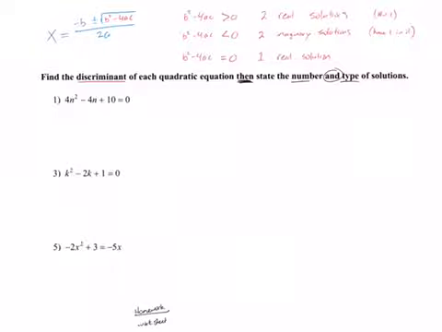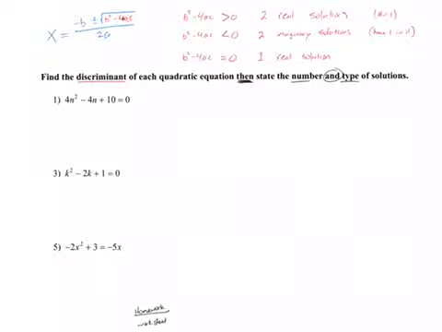All right. Now, wouldn't it be nice if we could get an idea of how many answers we're going to have? Because notice the first one we did, we got two real answers, and then the second one, we got two imaginary answers. And it's all determined by what we call the discriminant. The discriminant is that part underneath the radical.